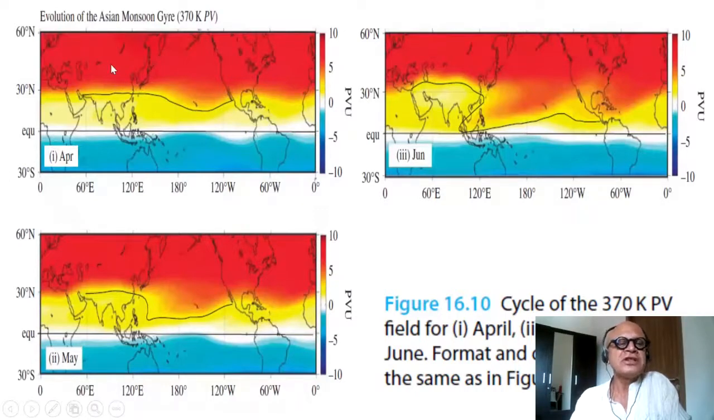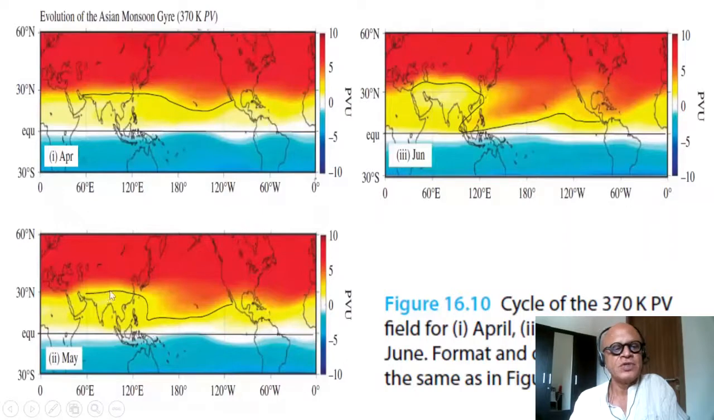We can also learn a little bit more by looking at the annual cycle of the PV. So this is the cycle of the 370 Kelvin PV field for April, May, and June. And during the early part of the year, as spring is arriving, you still have the trough and the communication from the higher latitudes into the tropics, and you see PV minima in the tropics, and the monsoon is not set up yet.